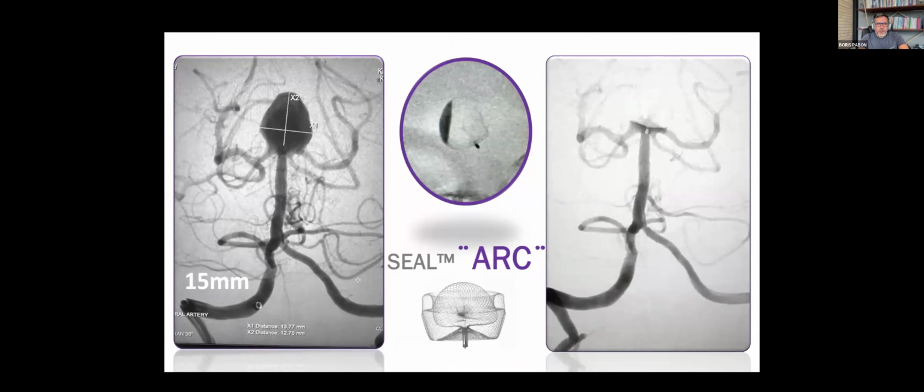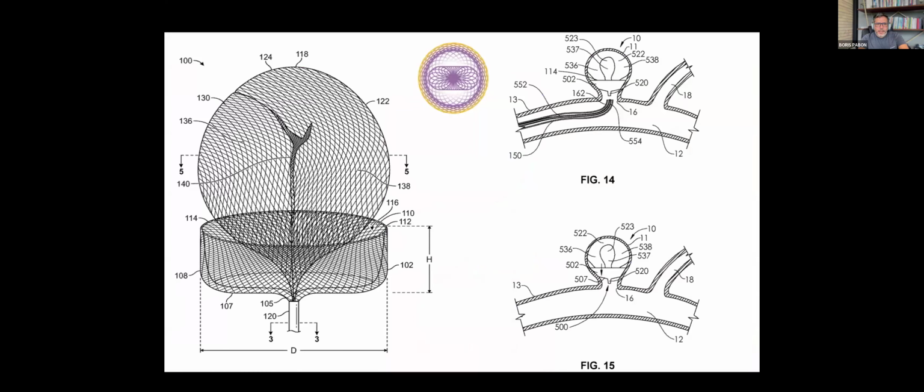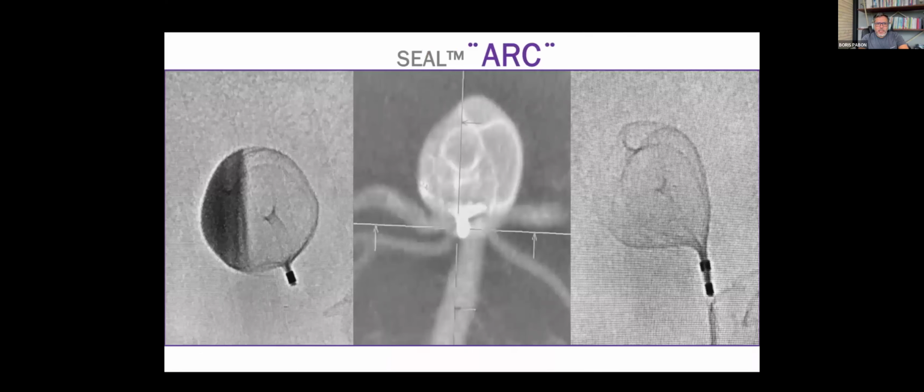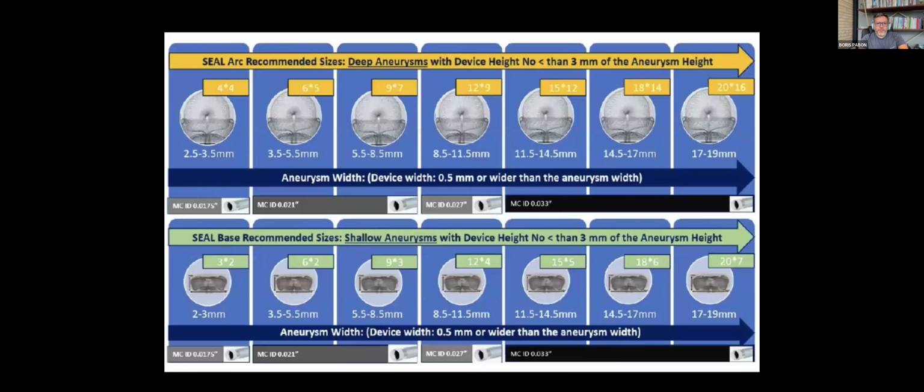This is 15 millimeters in width. The device includes a mesh loop at the top and a dual layer, of course, at the bottom of the device. And here is how you may see the device under fluoroscopy and in the low contrast image.